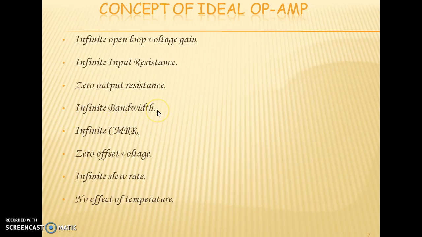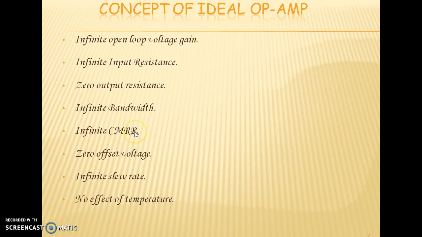Next is infinite bandwidth. The range of frequencies over which the amplifier performance is satisfactory is called its bandwidth. The bandwidth of an ideal op-amp is infinite. This means the operating frequency ranges from 0 to infinite. This ensures that gain of the op-amp will be constant over the frequency range from 0 frequency for DC to infinite frequency. So op-amp can amplify DC as well as AC signals.